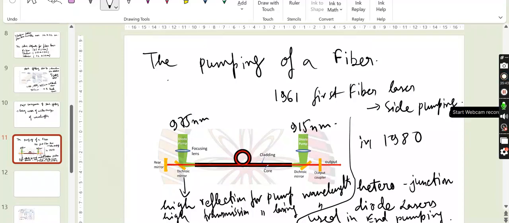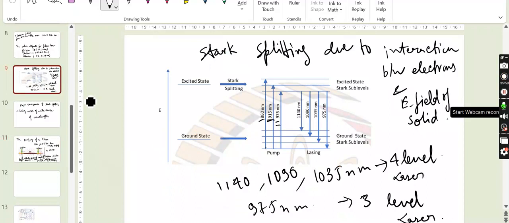The pump and laser beams are indicated by the green and red lines. So this is the pump beam and the red is basically the laser beam. And lasing always occurs at a longer wavelength than the pump. You can see here.